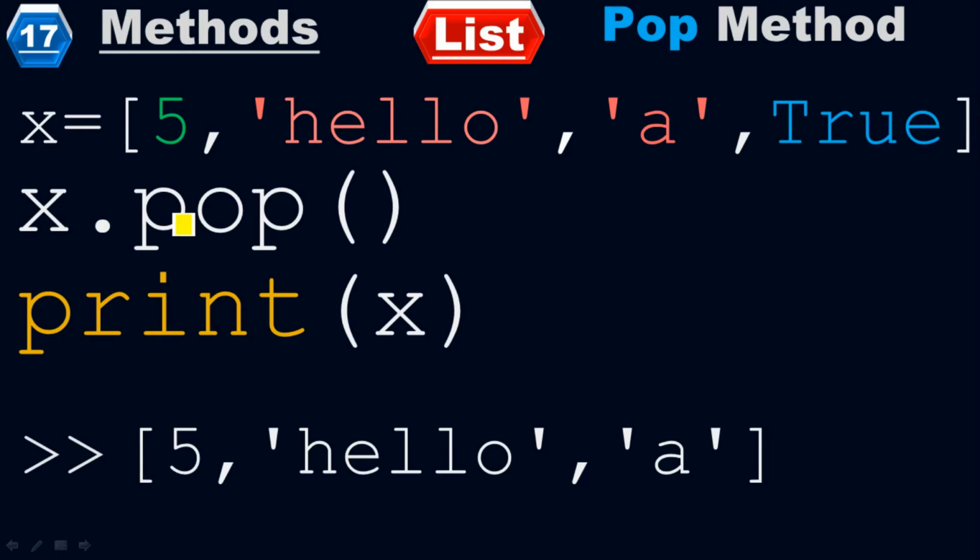Now take the pop function, X dot pop. Now take the print of X, call X with the help of the print function. When you run the program, you will get 5, hello, a, where the last element, which is true, has been removed. This true has been removed from the given list. We are left with only the 3 elements 5, hello, a in the final output.